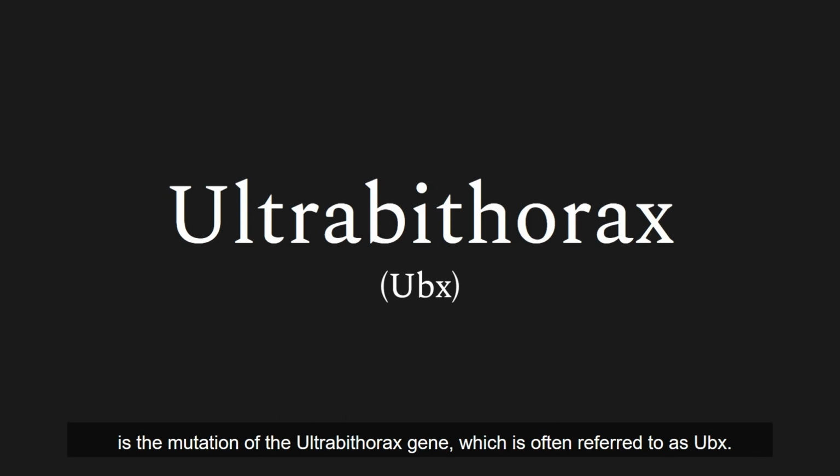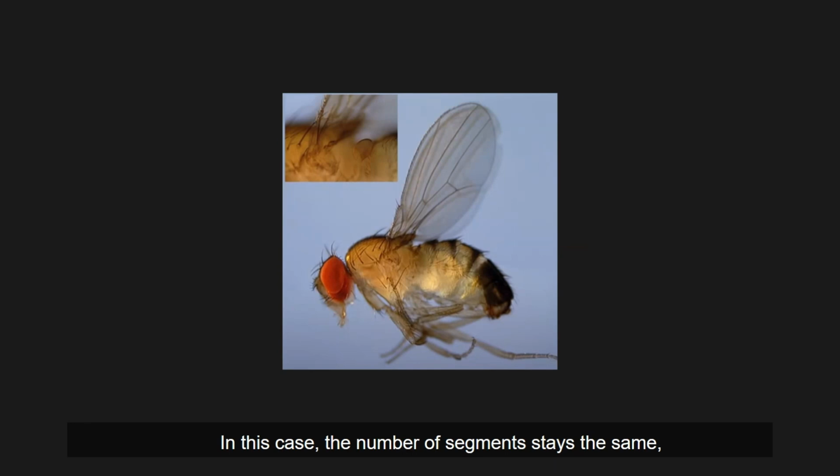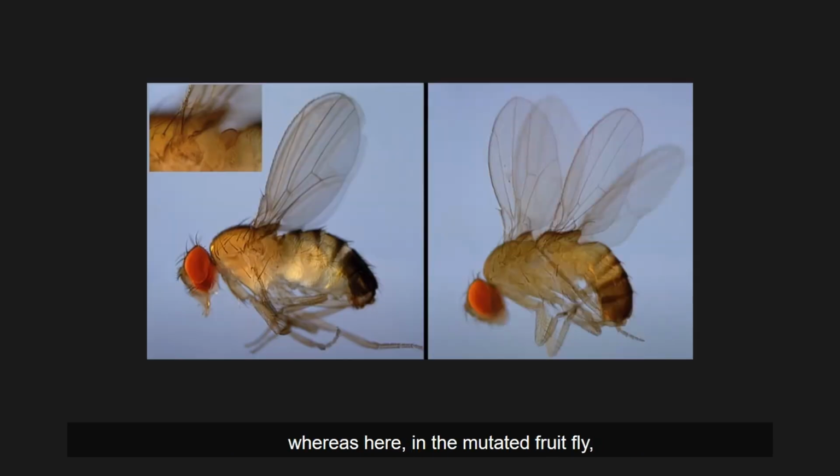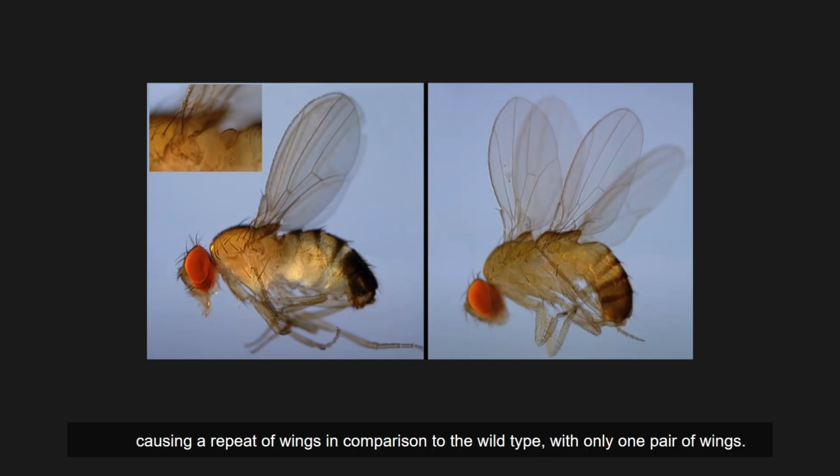One of the most famous experiments with Drosophila conducted by Ed Lewis is the mutation of the ultrabithorax gene, which is often referred to as UBX. In this case, the number of segments stays the same, but the identity of those segments has been transformed, whereas here, in the mutated fruit fly, the third thoracic segment has been changed into the second, causing a repeat of wings in comparison to the wild type, with only one pair of wings.